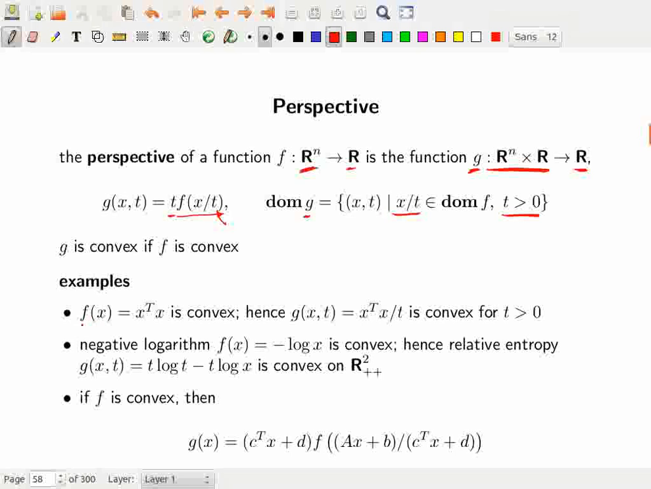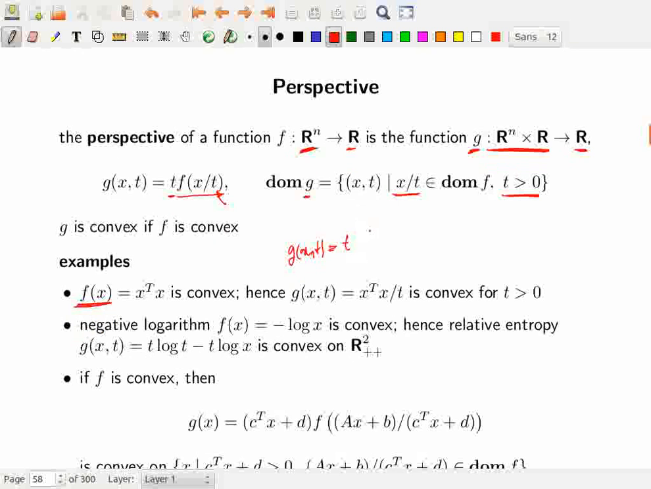As an example, if we have a function f of x, we know this function is a quadratic term and this function is convex. We can define g of x, t which is equal to t times x transpose x over t, which is equal to this term here because you can cancel one of the t's. Based on f of x being convex, and we know if we define a function like t f of x over t, this preserves the convexity. Therefore this new function g of x and t is a convex function.